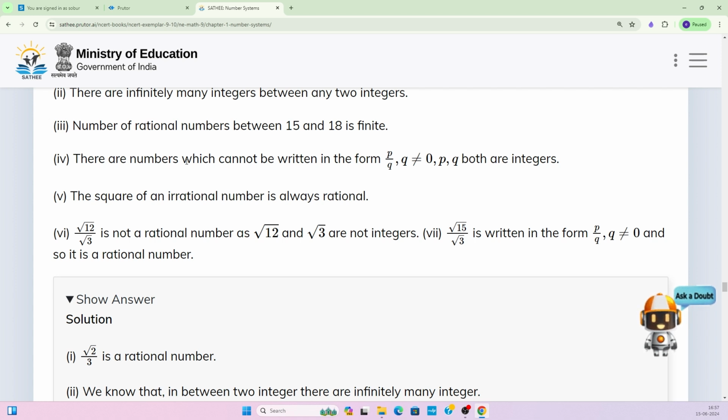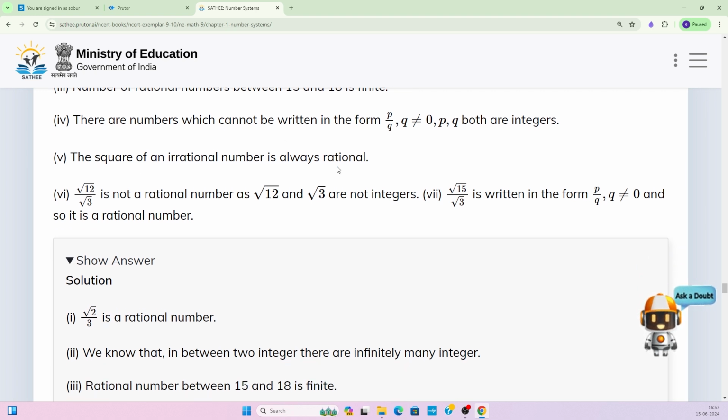And there are numbers which cannot be written in the form p by q, where both are integers. Yes, there are numbers which cannot be written in the form p over q, where q does not equal 0 and p, q both are integers. These numbers are called irrational numbers. And the fifth one, the square of an irrational number is always a rational number. No, this is not always a rational number. You can take the example 2 plus root 3 whole square. That is not a rational number. Then root 12 by root 3 is not a rational number. This statement is also false. Here root 12 can be written as root 3 into root 4 divided by root 3, that is equal to 2.